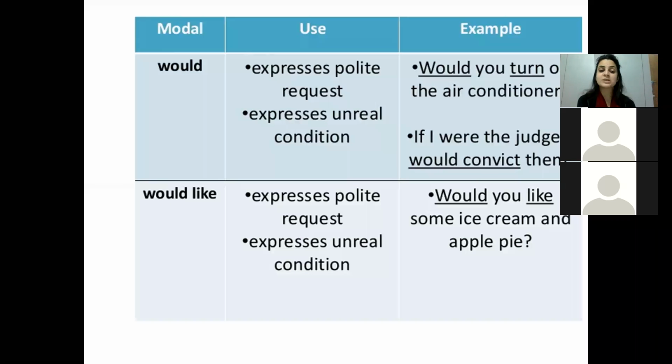Would. Would is a past form of will. Expresses polite request. मैंने कहा था पहले कि when we are being more polite, for that we use would. Expresses unreal situation. Would you turn on the air conditioner, please? So I am being more polite. If I were the judge, I would have convicted them. Unreal condition कि अगर मैं जज होता तो मैं उनको punishment देता.